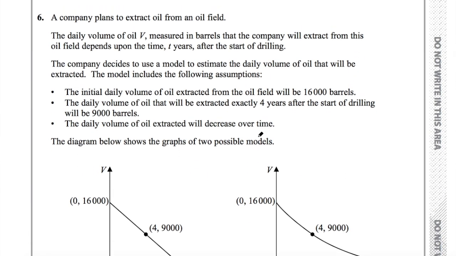Question 6 says a company plans to extract oil from an oil field. The daily volume of oil V measured in barrels that the company will extract from this oil field depends upon the time t years after the start of drilling. The company decides to use a model to estimate the daily volume of oil that will be extracted. The model includes the following assumptions. The initial daily volume of oil extracted from the oil field will be 16,000 barrels. The daily volume of oil that will be extracted exactly 4 years after the start of drilling will be 9,000 barrels, and the daily volume of oil extracted will decrease over time. The diagram below shows the graphs of 2 possible models.